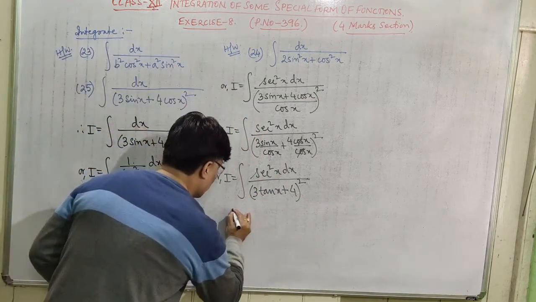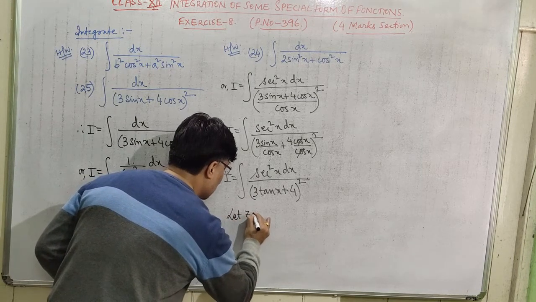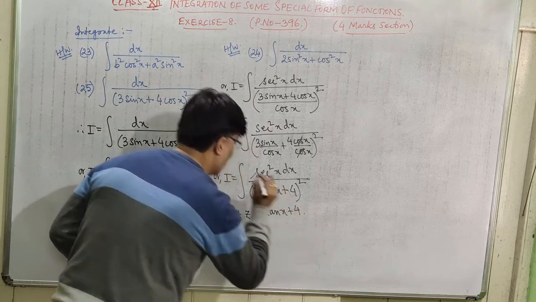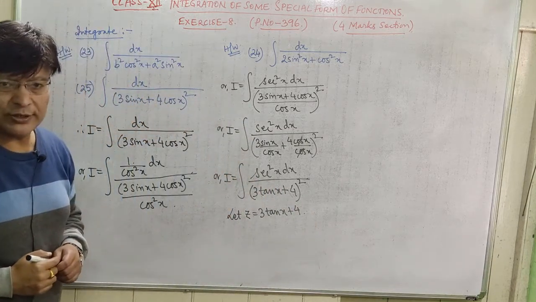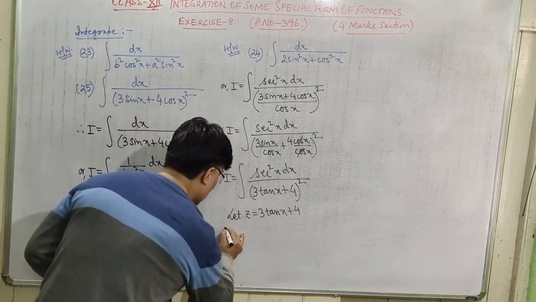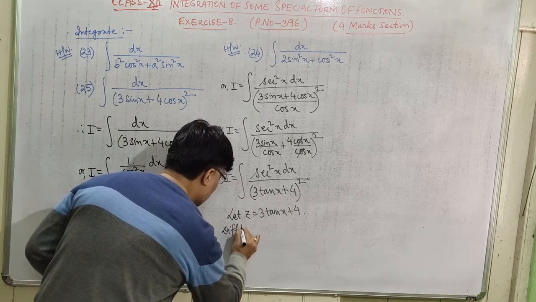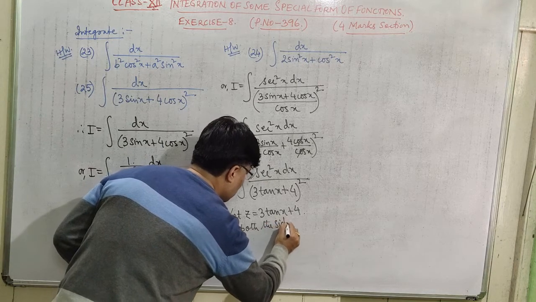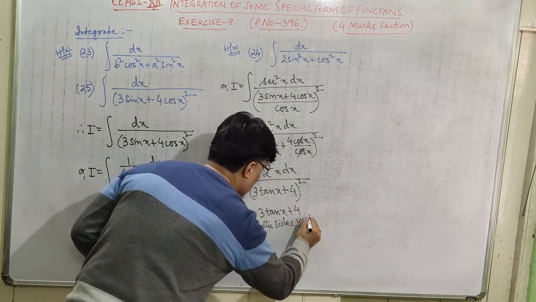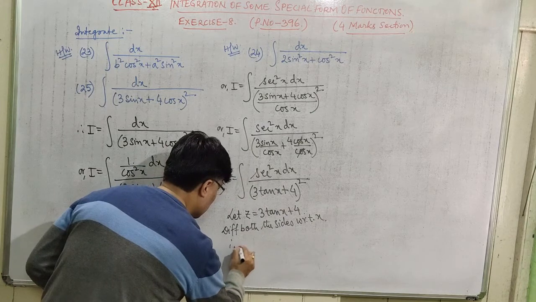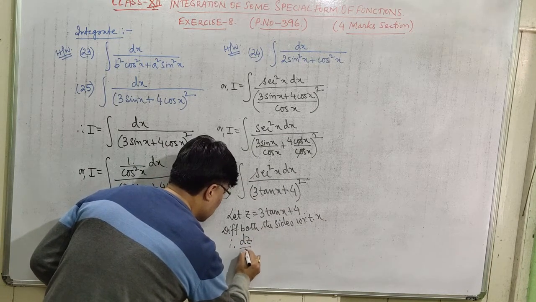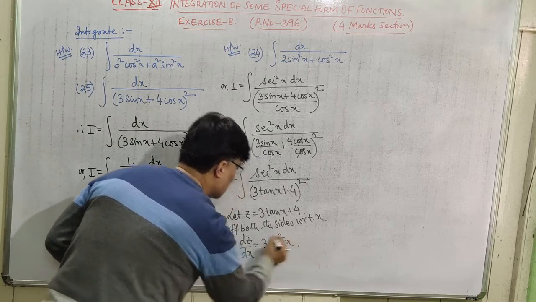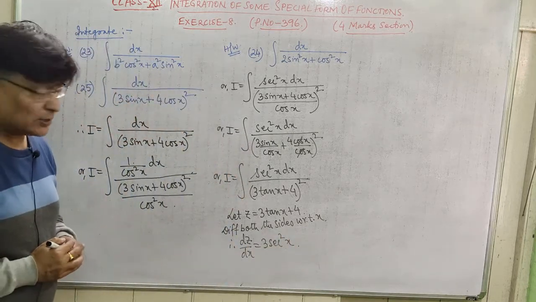So let us assume, let z is equal to 3 tan x plus 4. So differentiating both the sides with respect to x, what do we get? This is dz by dx is equal to 3. What is the differentiation of tan x? It is sec square x, right?